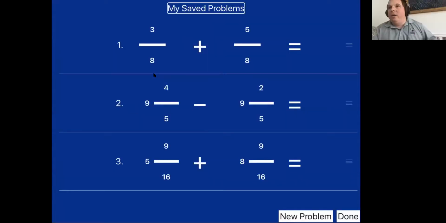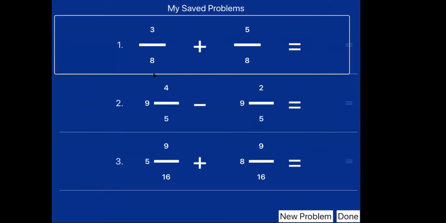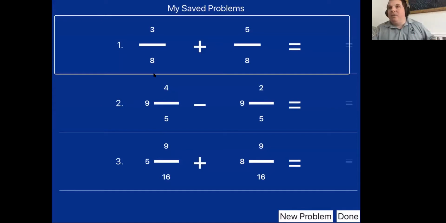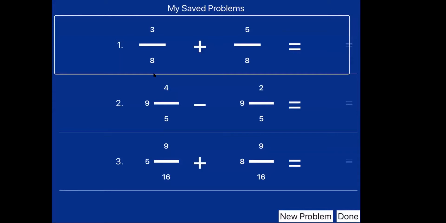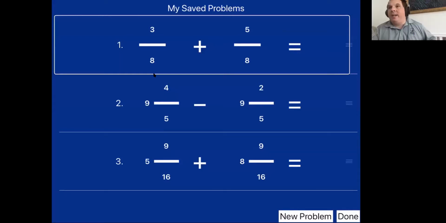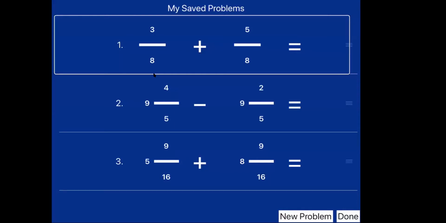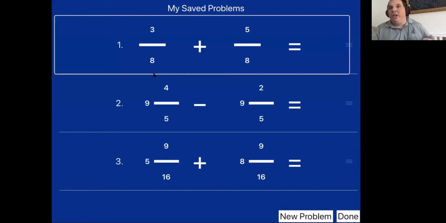So now, my saved problems. What you're going to see is the problems that I saved. Problem 1. 3/8 plus 5/8 equals. So that's the first problem in the list. Now, if I just flick my finger down, because VoiceOver automatically takes you to the actions selection in your rotor, it will say this. Move down. So I can actually change the order here. So I'm going to go ahead and move that down.